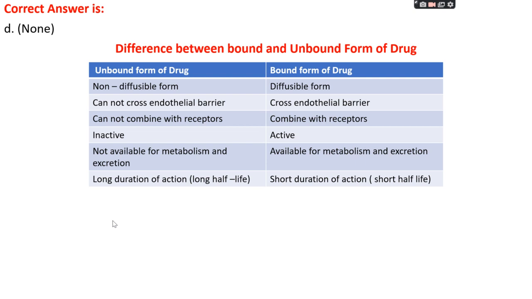Here, if we see the differences between bound and unbound forms of drugs, the unbound form of drugs, that is the free form, is the diffusible form, while the bound form of drugs is non-diffusible.